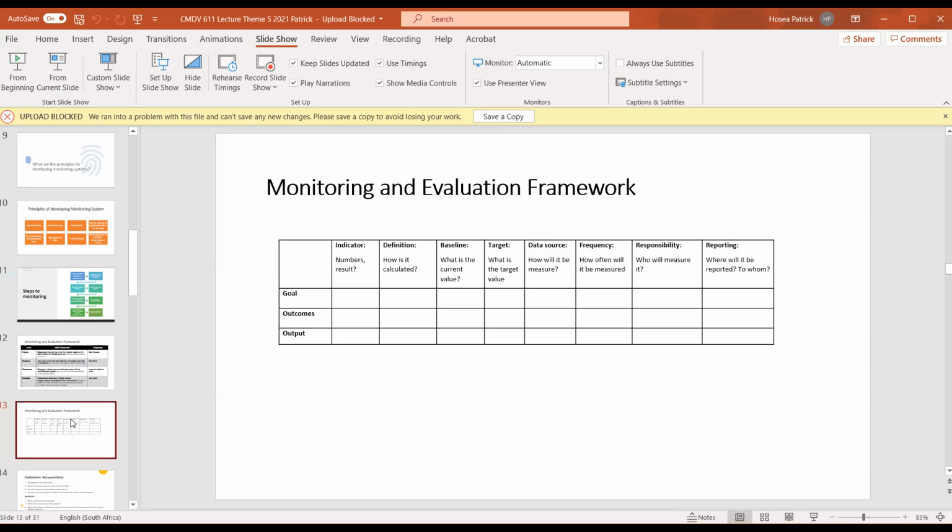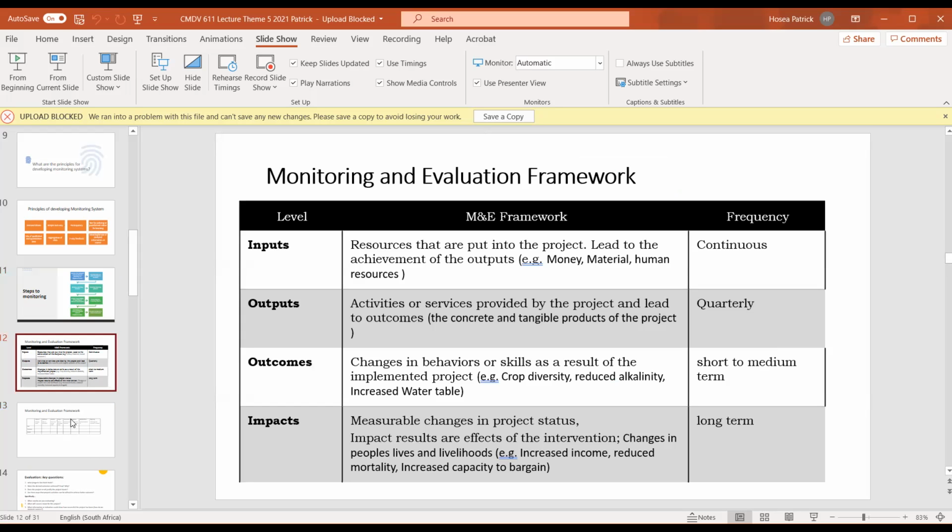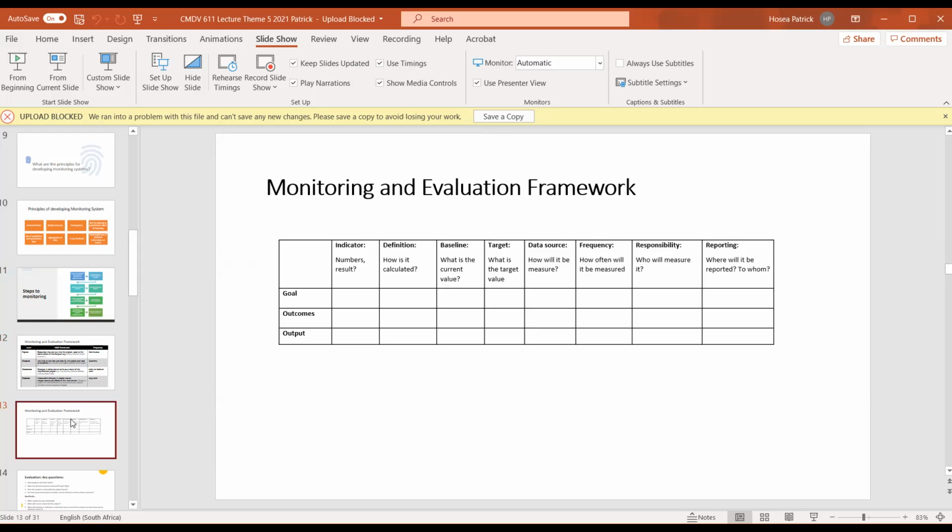And then what is the frequency of measurement? How will you do the measurement? It goes back to this slide. At input level, the frequency is continuous. At output level, it is quarterly. At outcome, it is short term or medium term. At impact level, it is long term. So these are things we need to determine. You look at the frequency as relating to the goal, the outcomes, and the output. And then who is responsible? We have discussed this when we looked at the steps in monitoring and evaluation. Who is responsible?